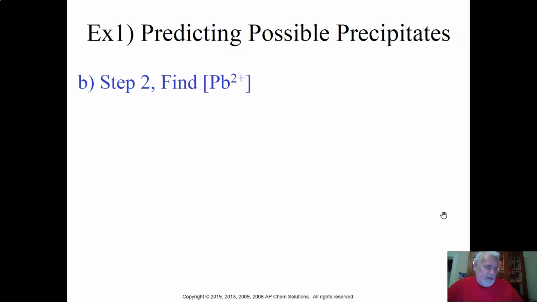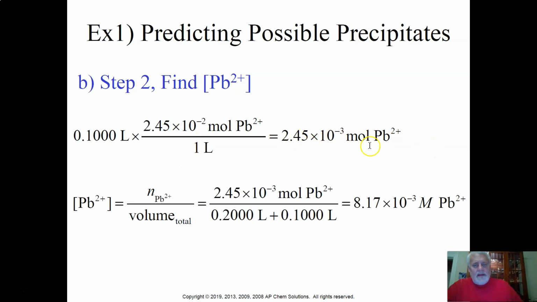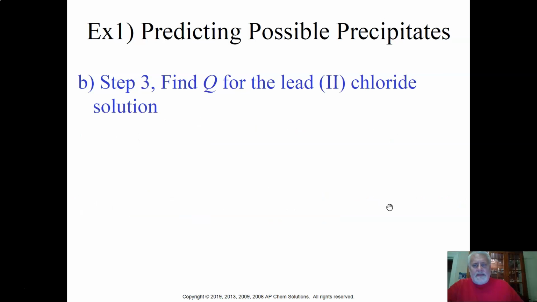Now to figure out the lead, it's very similar. You've got just 100 milliliters. That'll tell you how many moles you have to work with. Now put that over the total volume, which of course is the same because you added 100 milliliters of the lead ion, and that ends up giving you your concentration of the lead plus 2 ions. All right, so that's step 2.